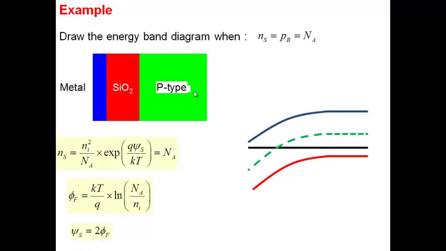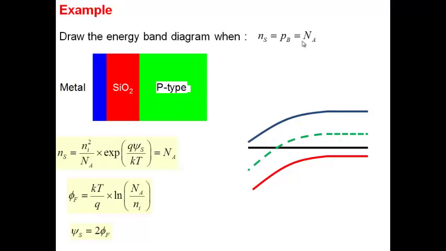All right. Now, can you draw the condition for accumulation, where you are accumulating holes at the surface? Right now what we said was Ns equal to Na. Can you draw a condition where Ps is equal to, let's say, 10 Na? Ps is equal to 10 Na. Can you draw the energy band diagram and find out what is the surface potential and all of that? Draw the energy band diagram, find the surface potential.